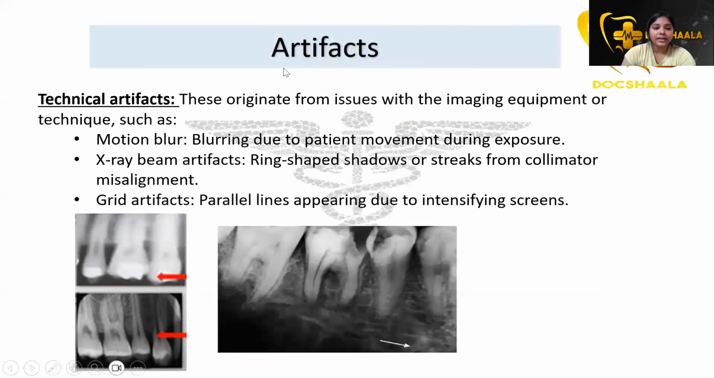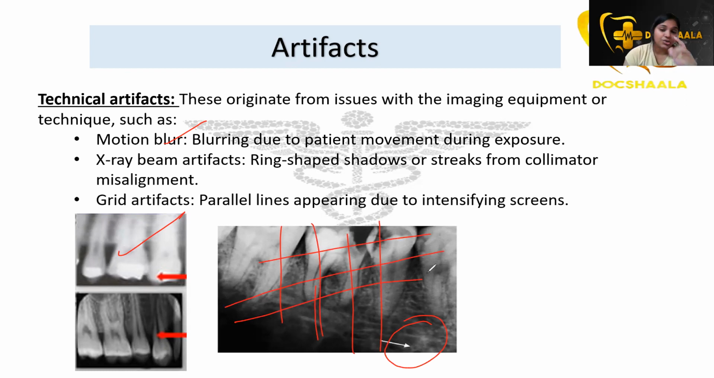Then other artifacts like technical artifacts. Technical artifacts include motion blur. This is very commonly observed when the patient moves with the X-ray film inside, and the film gets a blurred image like this. And X-ray beam artifacts such as ring shaped shadows. Okay, so you can see ring shaped shadows like that. And grid artifacts, like sometimes parallel lines appear. When we are using grids with intensifying screens, there is a reel on our Instagram profile which discusses grids in detail.